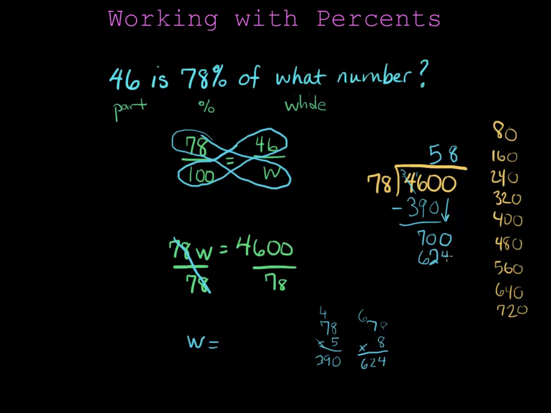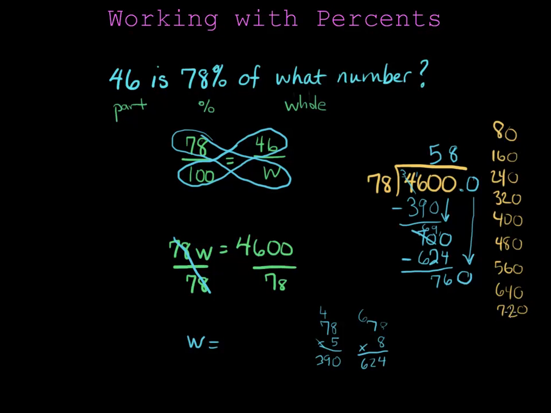624 goes down below, and we subtract. 9 minus 2 is 7. We don't need to write the 0 here. So the remainder is 76. And really, I ought to divide this a little bit further so that I know whether or not I should round my number. So let me add a decimal and a 0. And I bring down one more 0.